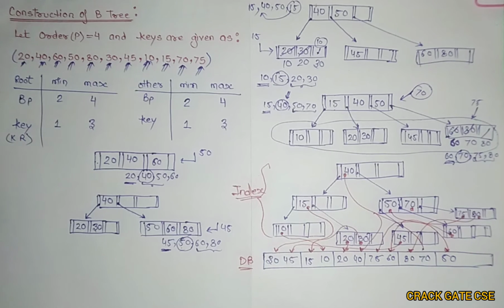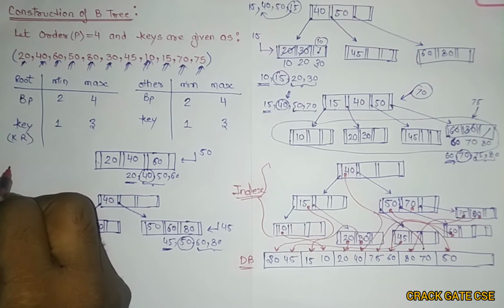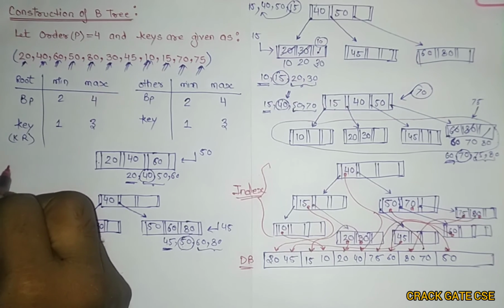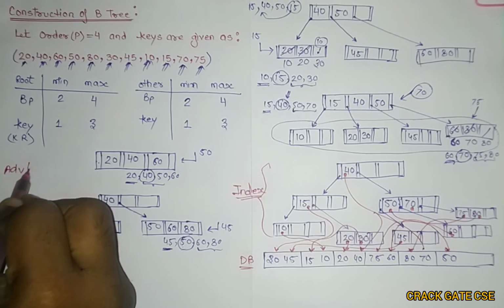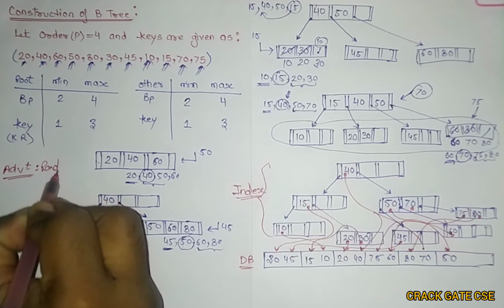Now what are the advantages of this B tree and what are the disadvantages of this B tree? So one advantage of this B tree is if you want to find out a random key, right? So what is the advantage? Advantage is random access.